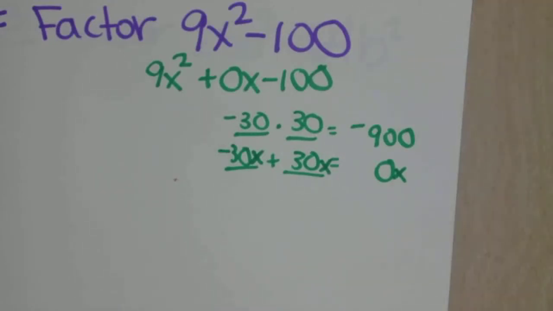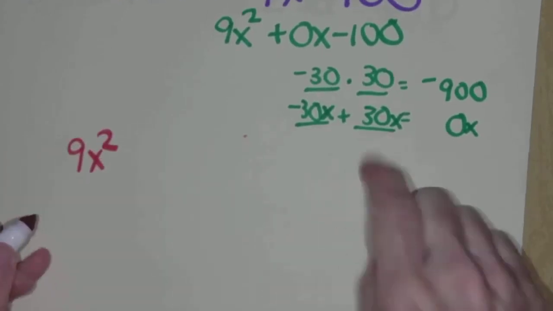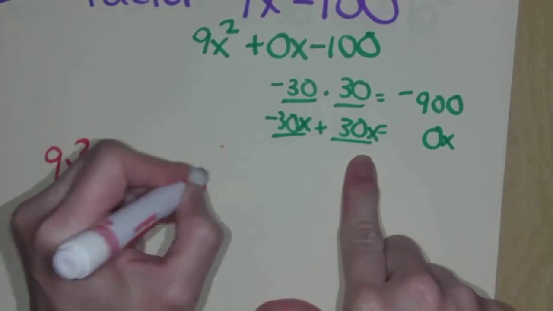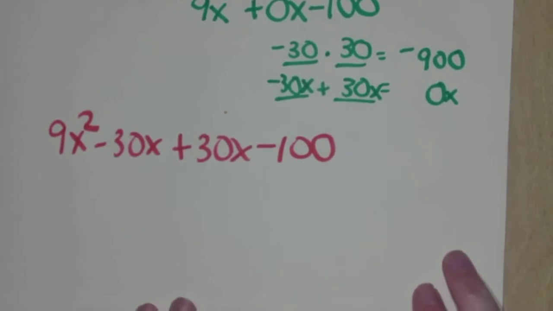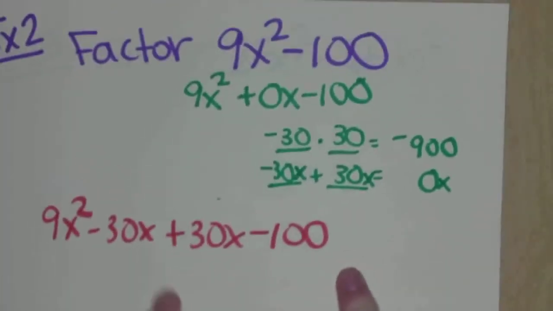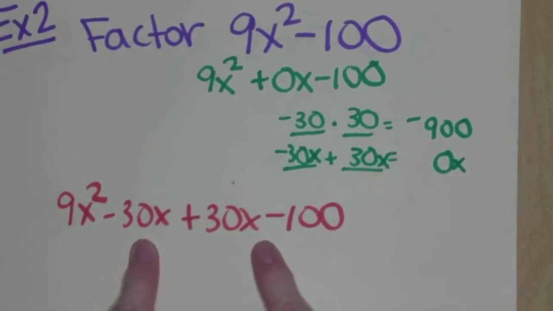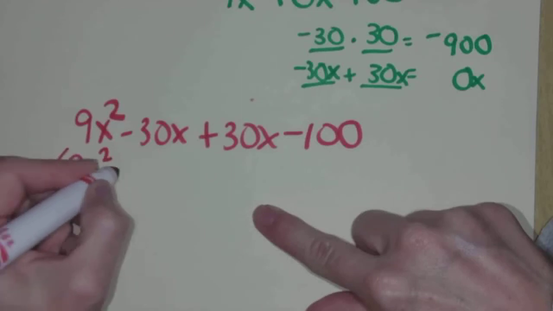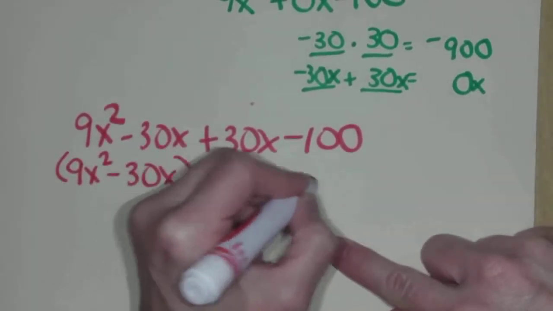We're going to bring down 9x squared minus 30x plus 30x minus 100. And you're right back where you started. See, this is the purple because these would drop out. Now we go to group. So we'll group together 9x squared minus 30x and 30x minus 100.